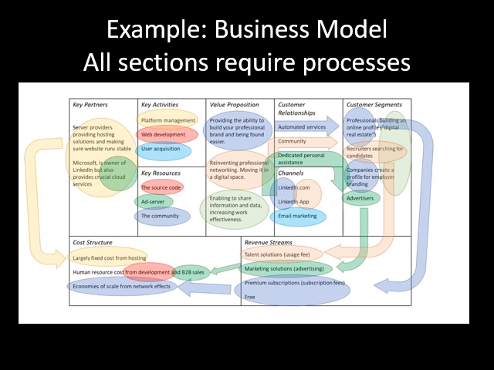The revenue stream, there would be an invoicing process. There may be a sales process. There may be a cost management process. So once you put a business model together, you effectively have a lot of processes, and that's the process layer of the business model.